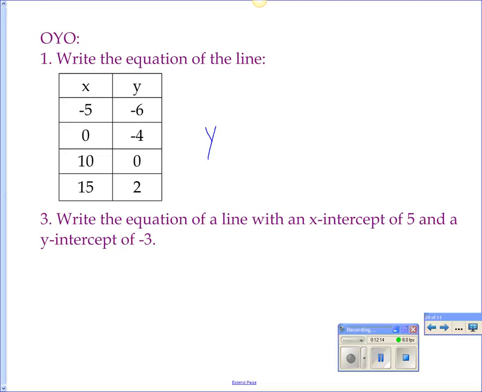All right, for the first one, you get y equals 2/5 x minus 4. And for the second one, you get y equals 3/5 x minus 3. All right, good job, guys.